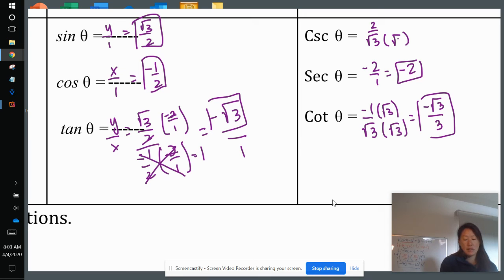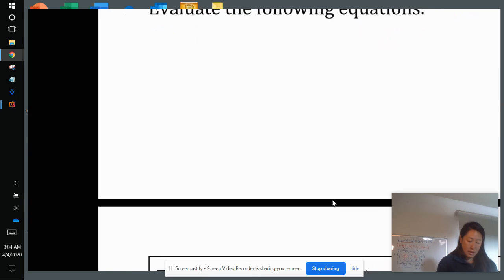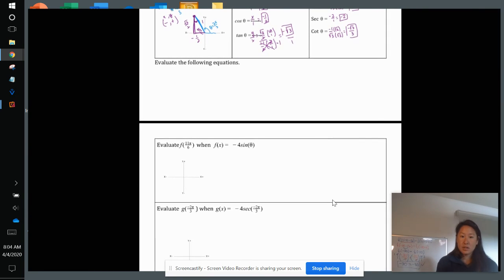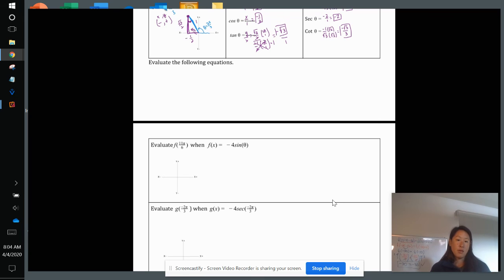We rationalize to make a whole number or a terminating decimal. So 2 root 3 over 3. Yes, that's it. All right, so that's how you do those. And then we're going to evaluate the following equations using what we know about trig.